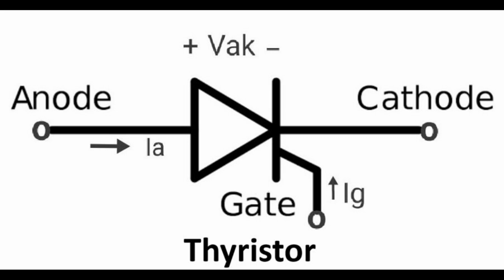Operation. Off state, blocking state. When no gate signal is applied, the SCR remains in a high resistance state, blocking current flow from the anode to the cathode. On state, conducting state. When a small current is applied to the gate, it triggers the SCR, causing it to switch to a low resistance state and allowing current to flow from the anode to the cathode.